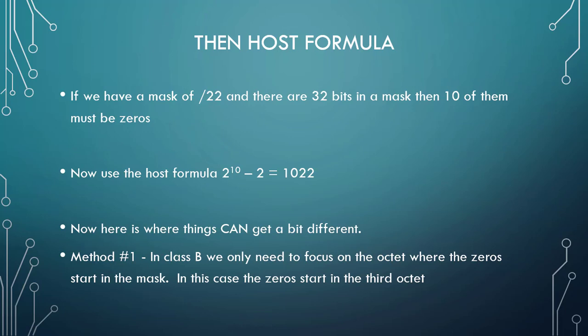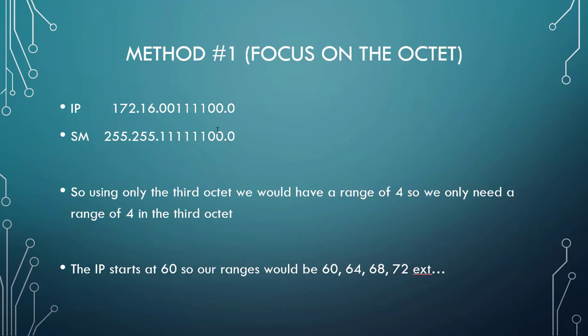And then here's where things can get a bit different. When you're figuring out the range, there are a couple different methods. That's kind of the neat thing about subnetting, there's a lot of different ways you can do the math. So in this first method, we're only going to focus on the third octet because that's where things change. Wherever you see the first 0 in the subnet mask, that's the octet you're going to be changing. In this case, our first 0 was in the third octet.